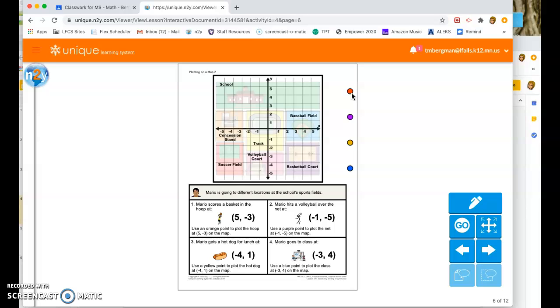On my page, it looks a little bit more red. So I'm going to use this with my pointer so that I know that I'm doing it correct. I'm going to start at 0, 0. And it says he scores a basket at 5, -3. So I'm going to go 1, 2, 3, 4, 5. And I'm going to go down 3 because it's negative. 1, 2, 3. And now he's in the basketball court. As you can see, the purple is the basketball court.